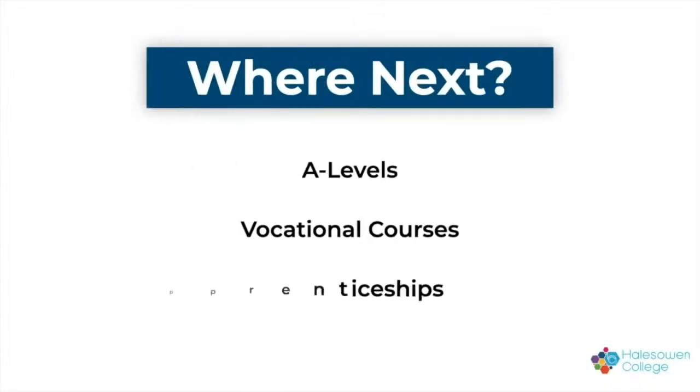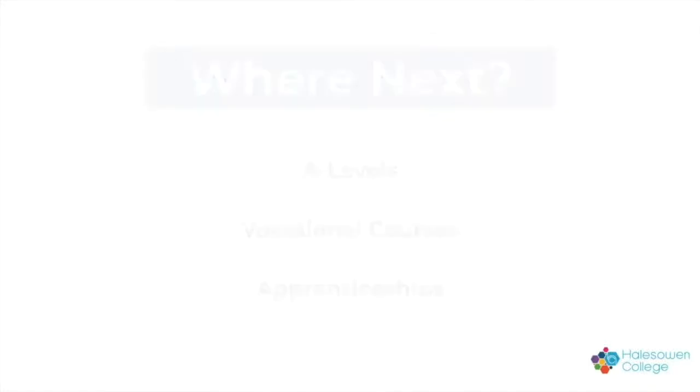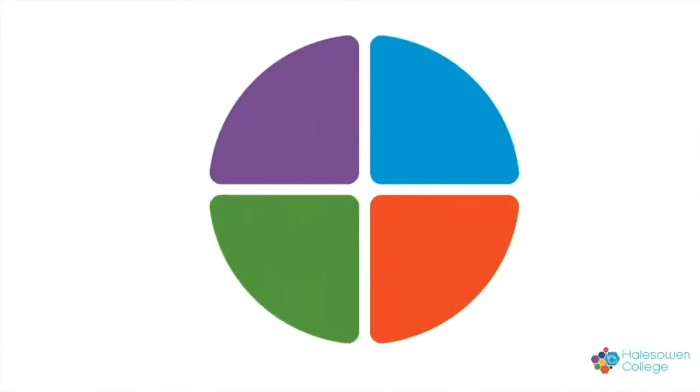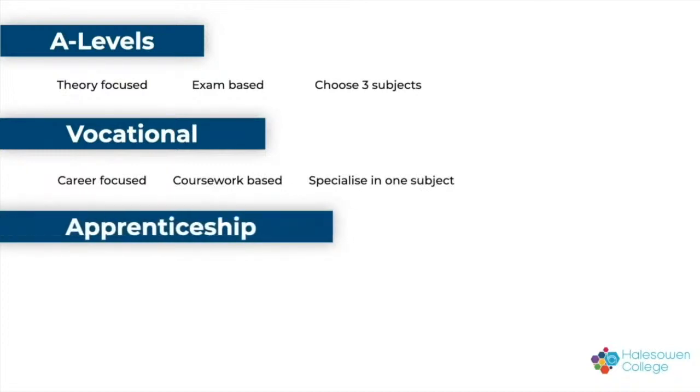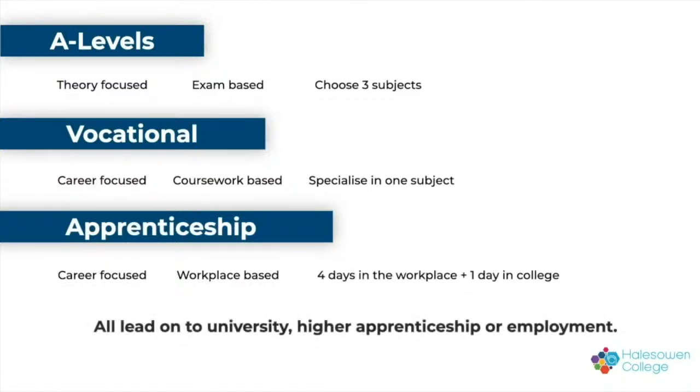So post 16, there are three main options. Try and think about your learning style and choose the one which suits you best. Firstly, there are A-levels, generally 3 subjects. All of those subjects will have exams though. There's vocational. These are more career focused, mostly coursework. Finally, there's apprenticeships. Apprenticeships are for those ready for work but who still want to continue to learn alongside employment.